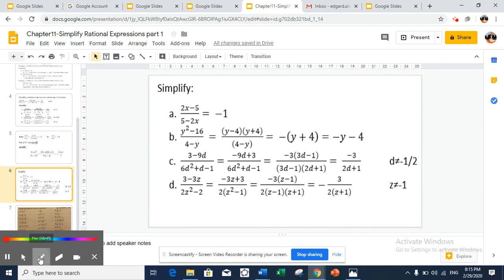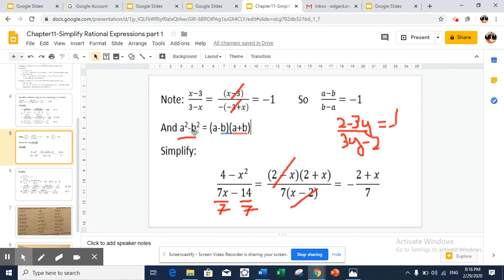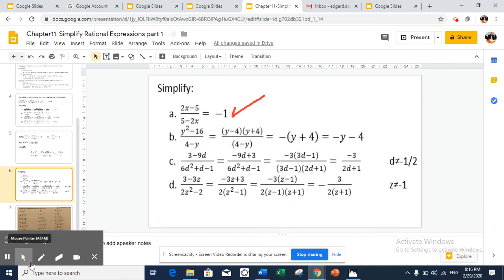Let us take some more examples. 2x minus 5 and 5 minus 2x. Directly, it's minus 1. Here you have y squared minus 16. So y minus 4, y plus 4 over, of the form a squared minus b squared, the one we talked about here. Okay, so you can simplify y minus 4 and 4 minus y and put minus before y plus 4. And you can write it as minus y minus 4, or you can keep it as it is.